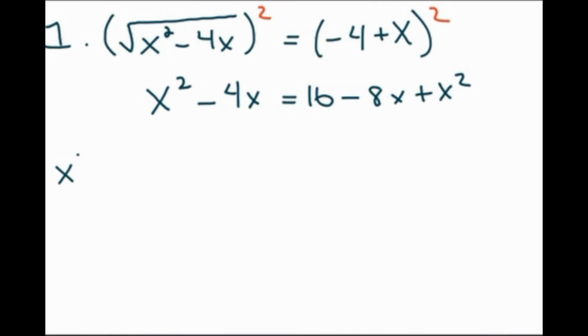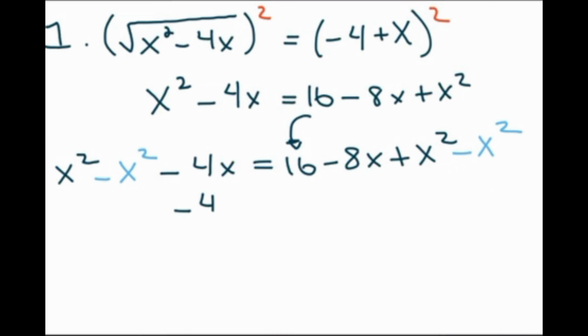This step, it doesn't really matter the order, but what we did was that we subtracted the x squared from the side on the right and subtracted it on the other side, making it x squared minus x squared minus 4x. That should go without saying that the side on the right would be 16 minus 8x. After removing x squared from both sides, you are left with negative 4x is equal to 16 minus 8x.